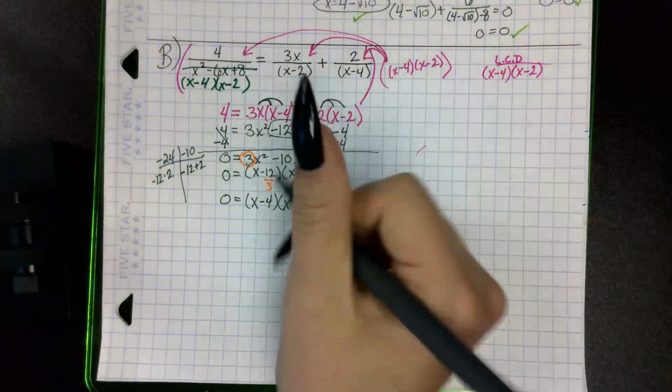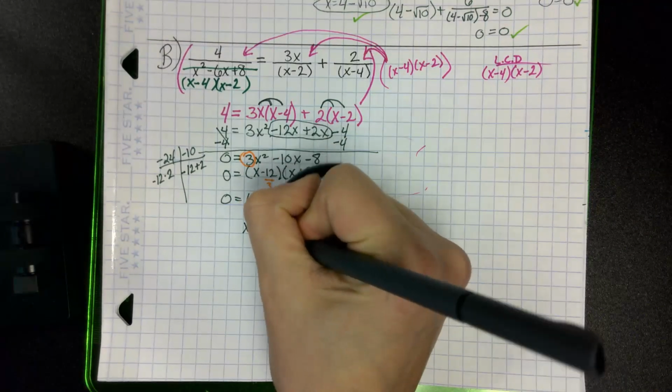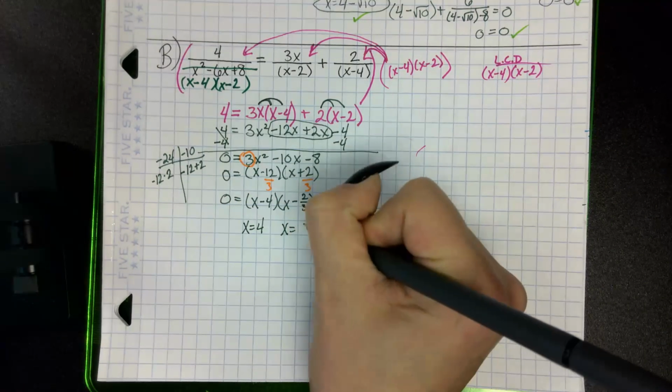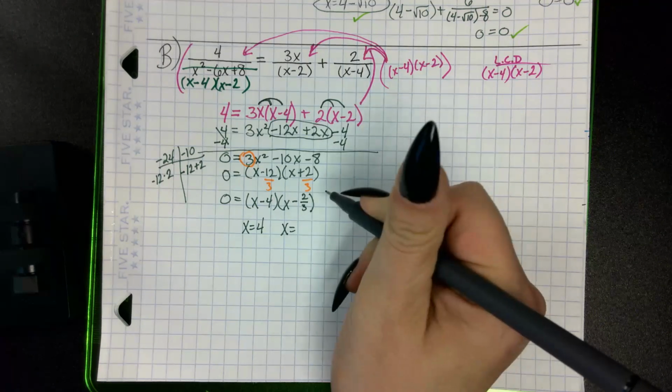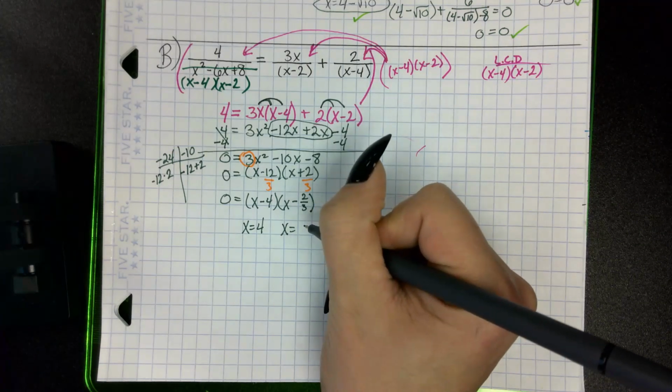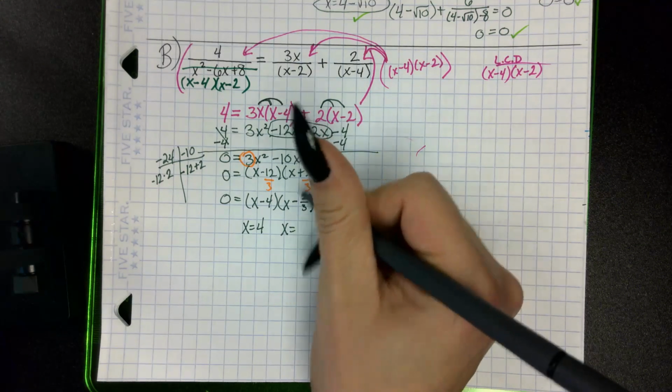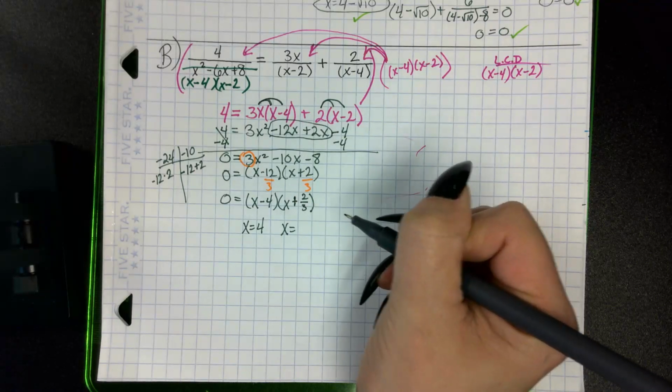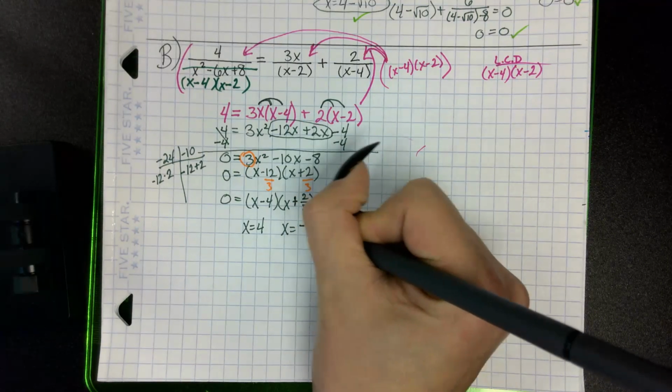So since I'm solving, I know that x equals 4 and x equals, hold on, yeah, I did something wrong. Positive 2, this is positive 2/3. That's where I messed up. And when I solve it, I get negative 2/3.